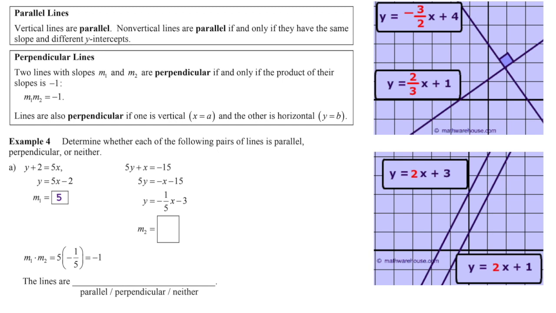On the equation on the right, I'll first need to subtract x from both sides and then divide everything by 5. That will leave me with y equals negative 1/5 x minus 3. Grabbing the slope, I see that my slope is negative 1/5. When I multiply my slopes together, 5 times negative 1/5, I do in fact get negative 1. I also see that by visually looking at them that they are opposite reciprocals. Therefore, these two are perpendicular to each other.